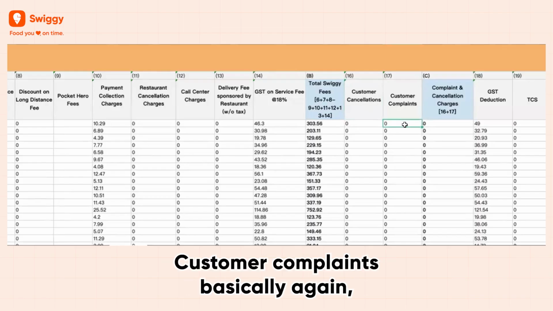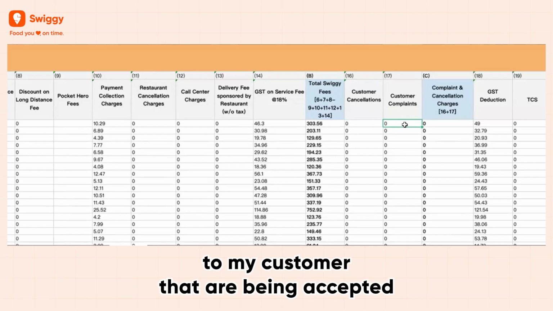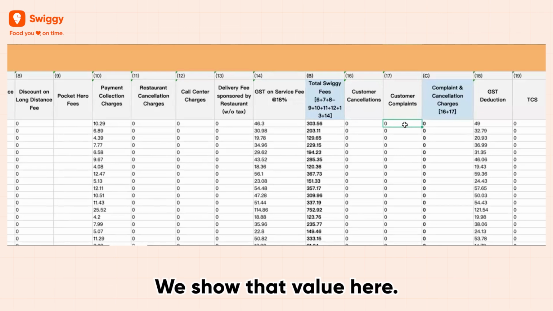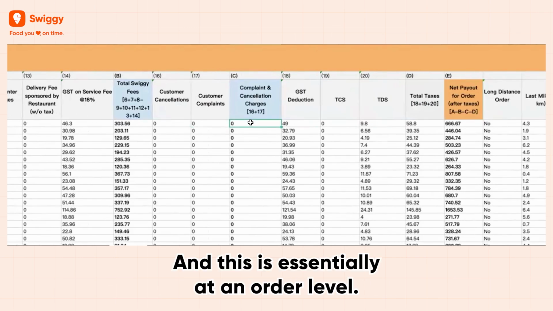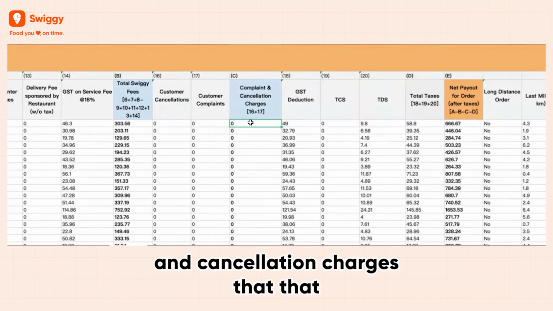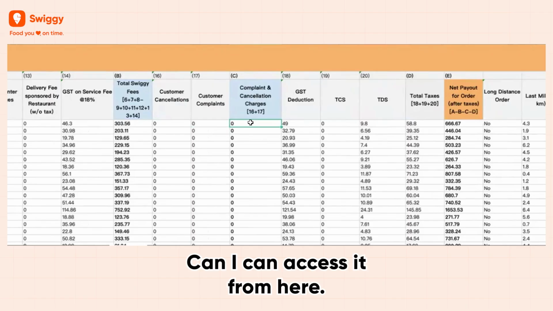Customer complaints, basically, again, are all the refunds that I'm giving to my customer that are being accepted or expired by the restaurant. We show that value here. And this is essentially, at an order level, the overall complaint and cancellation charges that I am bearing as a restaurant partner. I can access it from here.